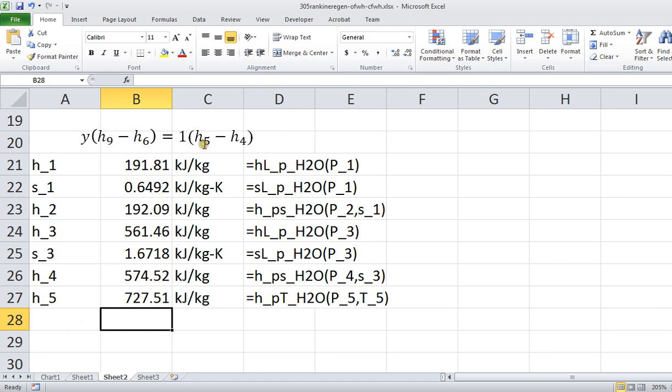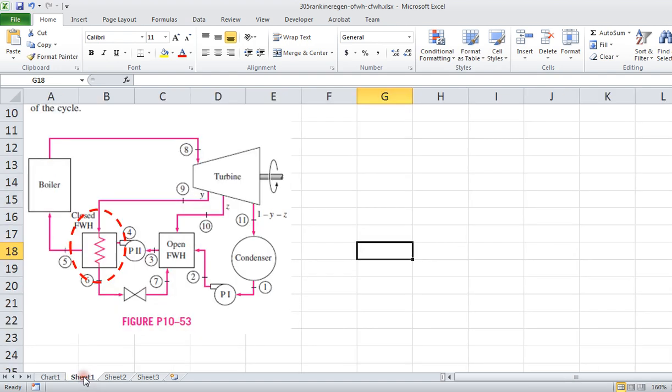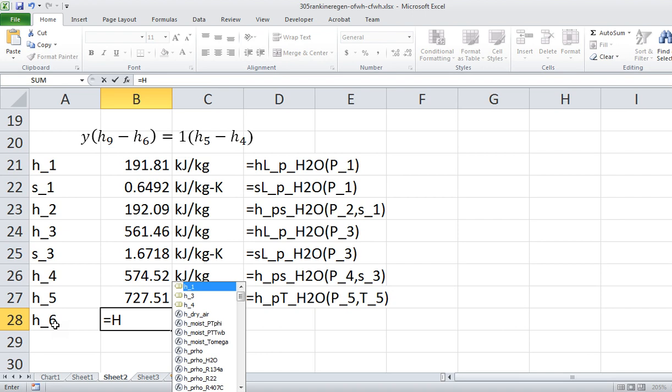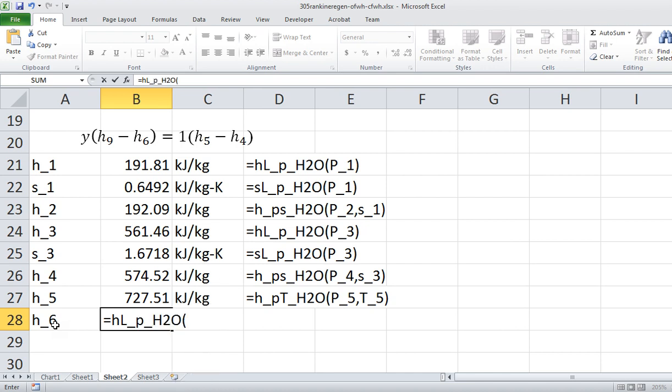What are we missing here? We've got 4 and 5. Do we have 6? How are we going to find state 6? State 6 is fully condensed. He told us that, so we just need to look that up in the table. So H6 is just equal to HL, and we know that as a function of the pressure, and that pressure is P6.